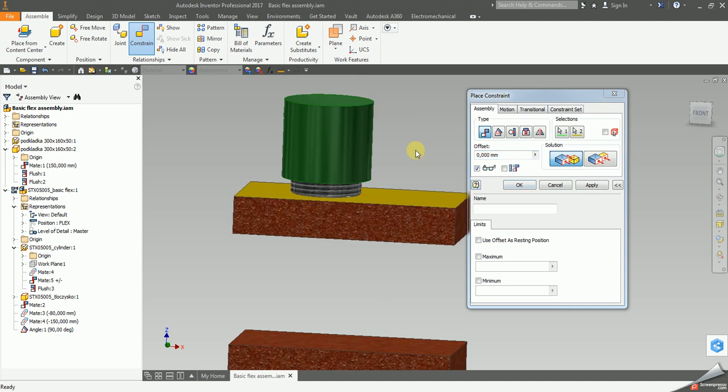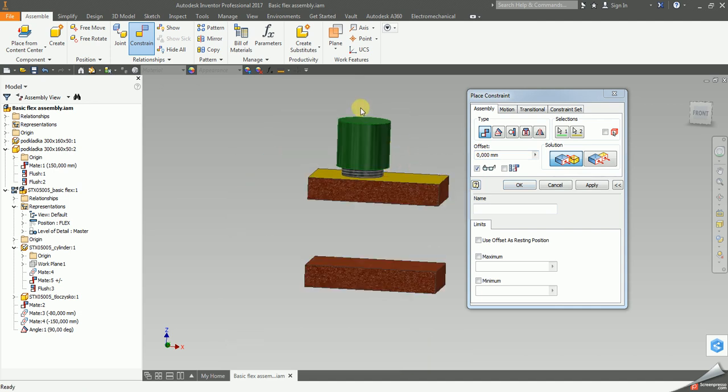As we can see here, Inventor proposes a solution in which the green cylinder is placed against the constraints that are defined on the top level assembly. So in this particular case, mate 2, and also as we can see, mate 4. This is enough. I will try to accept the proposed solution.